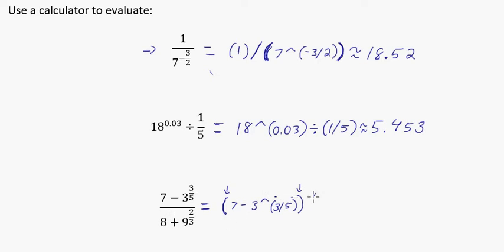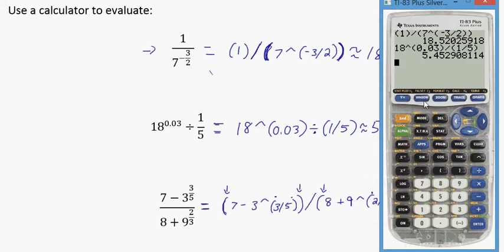Okay, divided by, now I need an open set of parentheses for the denominator, and the denominator is 8 plus 9 raised to the 2/3, close parentheses, close parentheses. Notice these are the parentheses that indicate to the calculator that this is my denominator, and these parentheses right here indicate this is my exponent for 9. Okay, let's type this guy in, and then I'll show you the pitfall of not using parentheses.